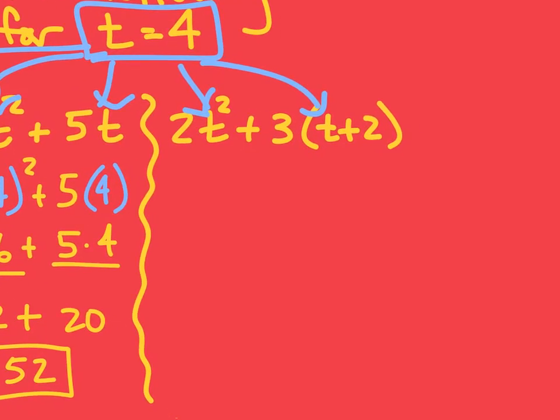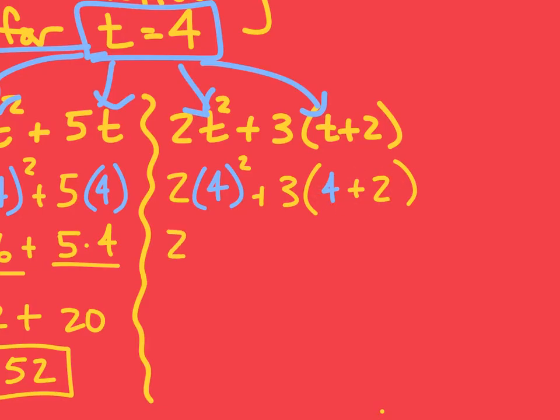Now, on the last one, we've got a bunch of different steps here. Again, I'm going to plug in 4 for t, and that's going to be my first step. So 2, and then parentheses, just to show that I'm doing 4 squared first. And then plus 3 parentheses, plug in 4 for t, and then plus 2. Now, the first thing I want to do is anything in parentheses. So I'm going to do this part first. So I'm going to do 2, and then parentheses 4, that quantity squared, plus 3 times 4 plus 2, which is 6. Now the next thing I want to do, 4 squared is 4 times 4, that's 16.